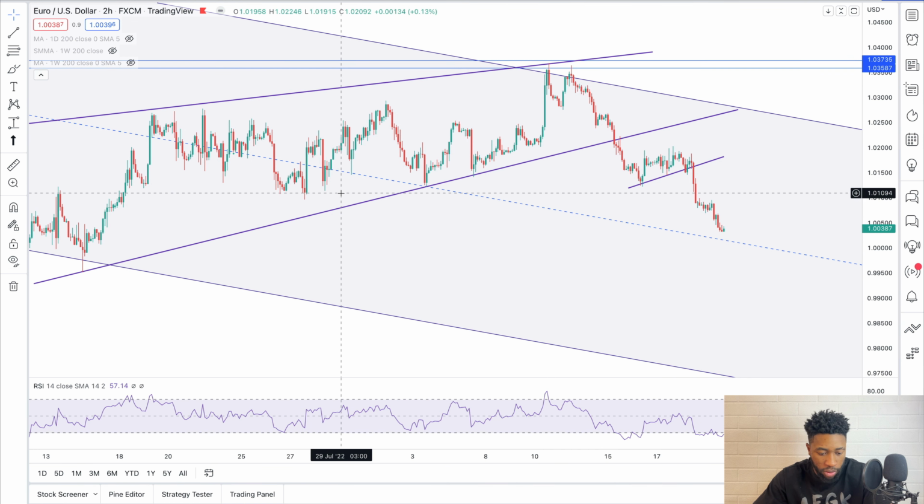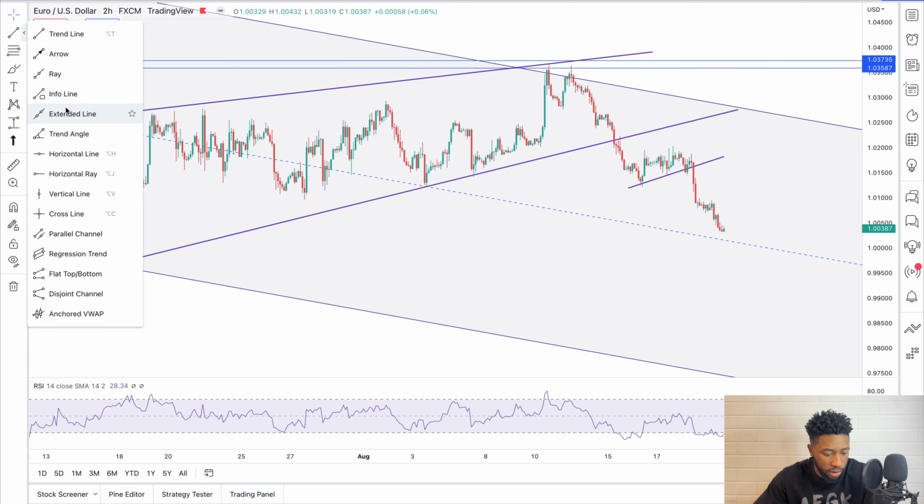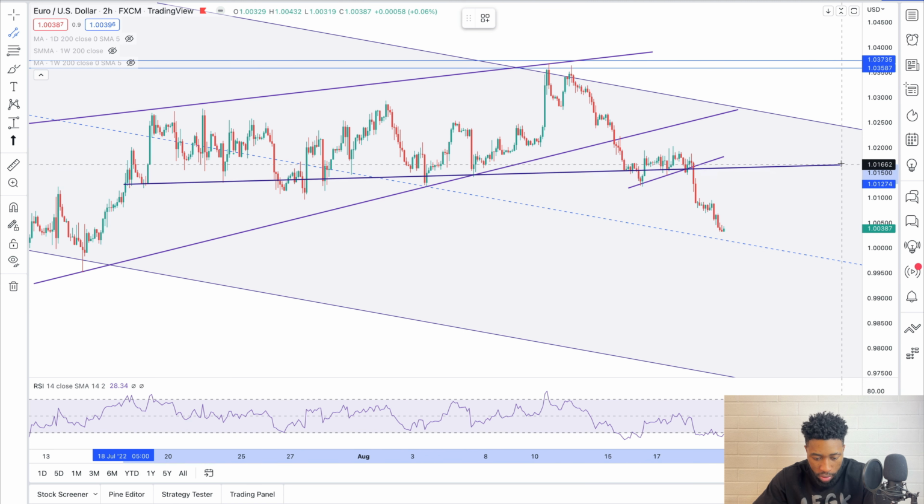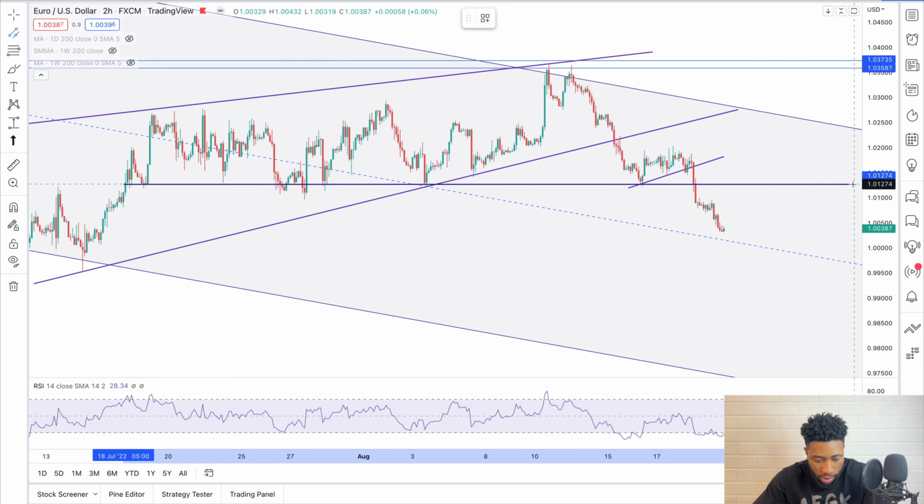Right now, in order for me to go short, I'm just gonna do this. Okay, so this is our area of value. I'm gonna mark this out real quick. So this is our area of value for EURUSD.